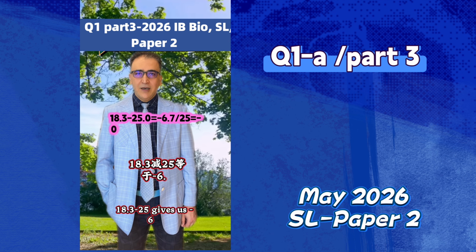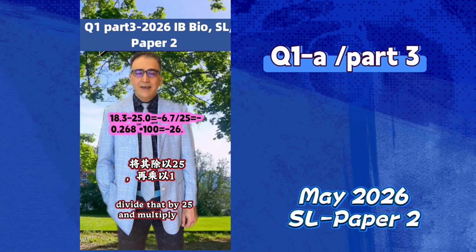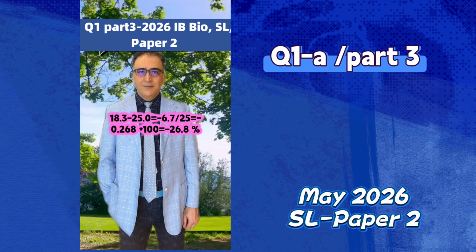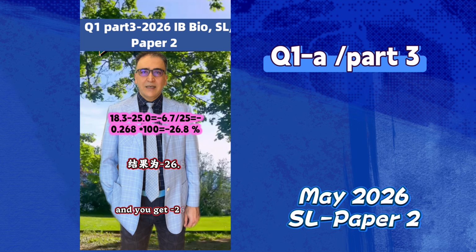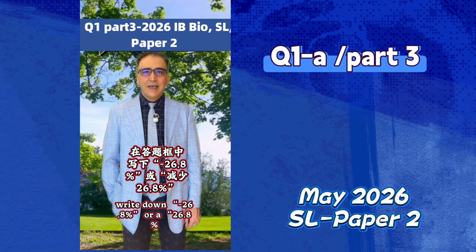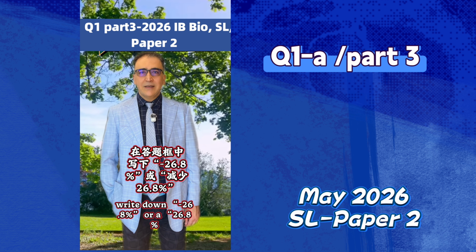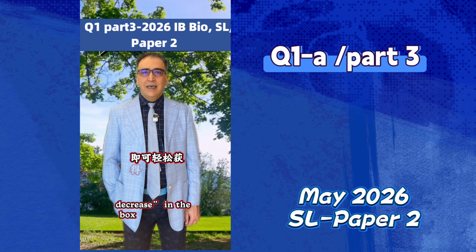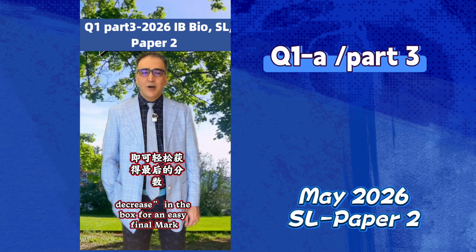18.3 minus 25 gives us negative 6.7. Divide that by 25 and multiply by 100. And you get negative 26.8%. Write down minus 26.8% or a 26.8% decrease in the box for an easy final mark.